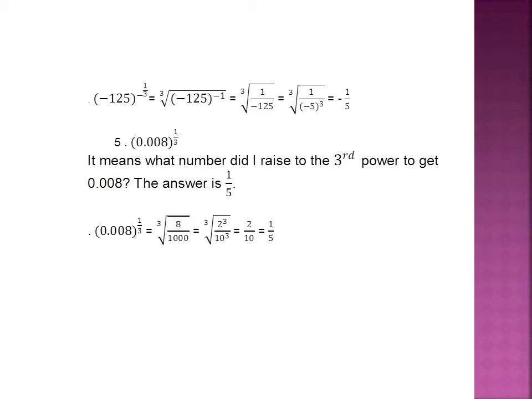And 10 to the power 3 will give us 1000. So the cube root of 2 to the power 3 is 2, because the cube root will cancel the exponent 3. And the cube root will cancel the exponent of 10 to the power 3. We will be left with 10. So we are going to have 2 divided by 10. 2 divided by 2 is 1, and 10 divided by 2 is 5. So therefore, the final answer is 1 divided by 5.